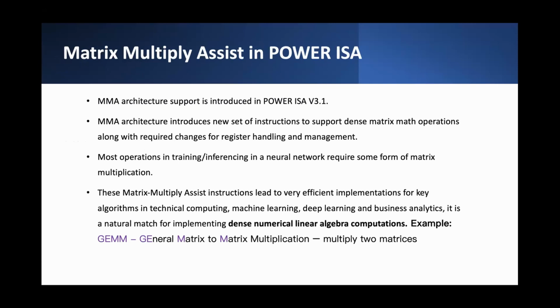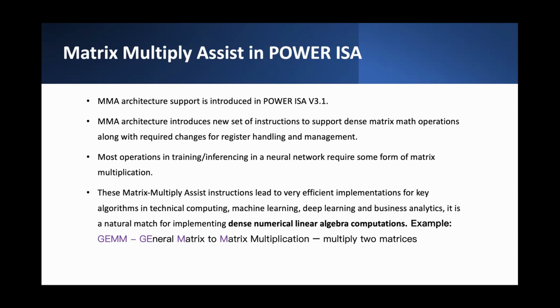So MMA stands for Matrix Multiply Assist. As I said, this is a new feature that is added in Power ISA v3.1. This particular feature adds a new set of instructions to support dense matrix math operations. Today, if we look at some of the training or inferencing algorithms in neural networks, they all require some form of matrix multiplication. Even in one of the algorithms, more than 85% of the time is spent on matrix multiplication, commonly called GEMM. GEMM stands for General Matrix to Matrix Multiplication.